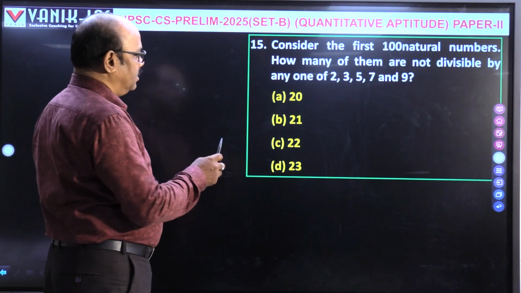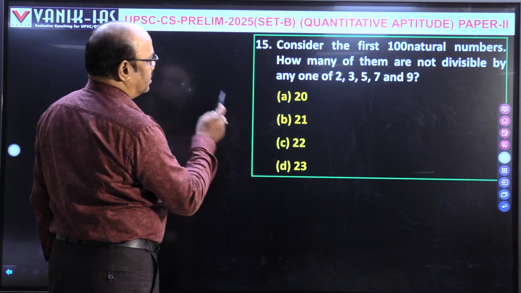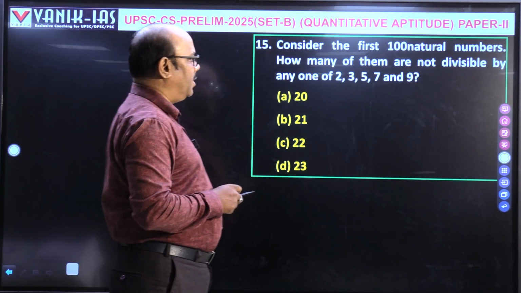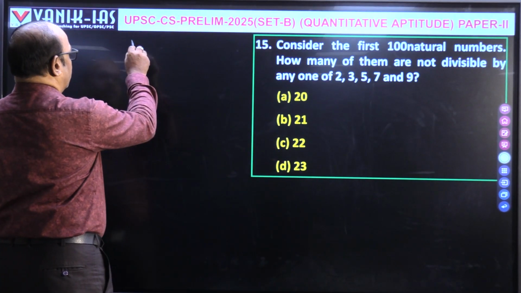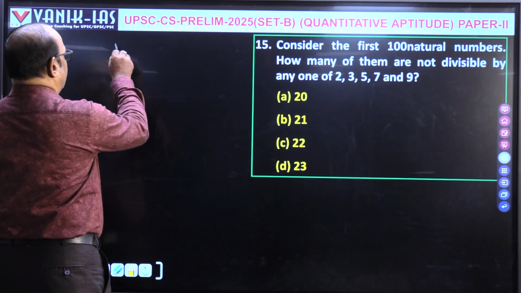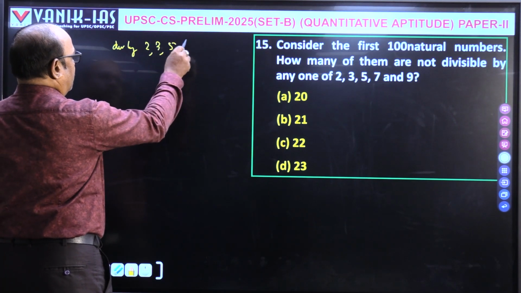From the last part we can see, a few of you already discussed regarding 15s. Consider the first 100 natural numbers, how many of them are not divisible by any one of 2, 3, 5, 7, 9? Again I am doing, so 2, 3, 5, 7 and 9.